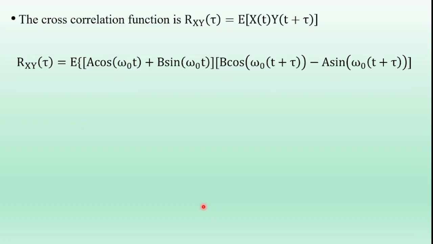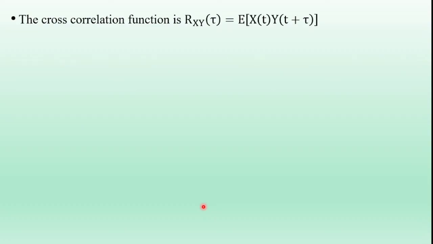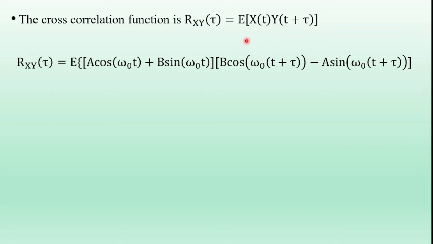Next, find out the cross correlation function of x of t and y of t. This is the expression of the cross correlation function: Rxy of tau is equal to expectation of x of t, y of t plus tau. Given x of t and y of t, substitute their values here. In the given y of t expression, t is substituted by t plus tau, and we get the y of t plus tau expression.